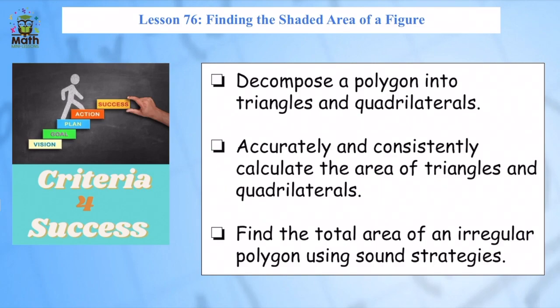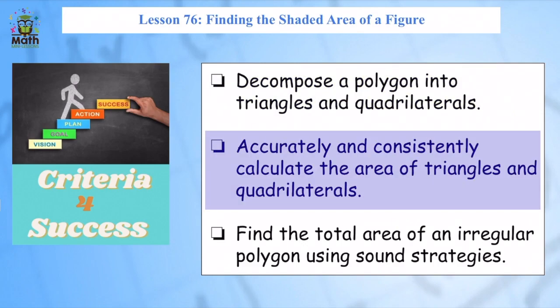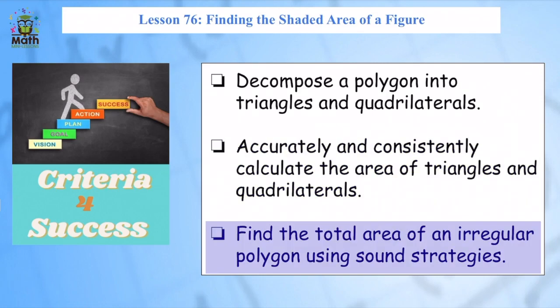So while I'm modeling, I want you to look out for these 3 things so that you can practice them as well and show mastery. 1, watch how we decompose the polygon into really familiar shapes, triangles, and quadrilaterals. Then in part 2, calculate the area of both triangles and quadrilaterals. And then finally find the total area by adding up all those little triangles and quadrilaterals. And that is how we find the area of an irregular polygon using a sound strategy.